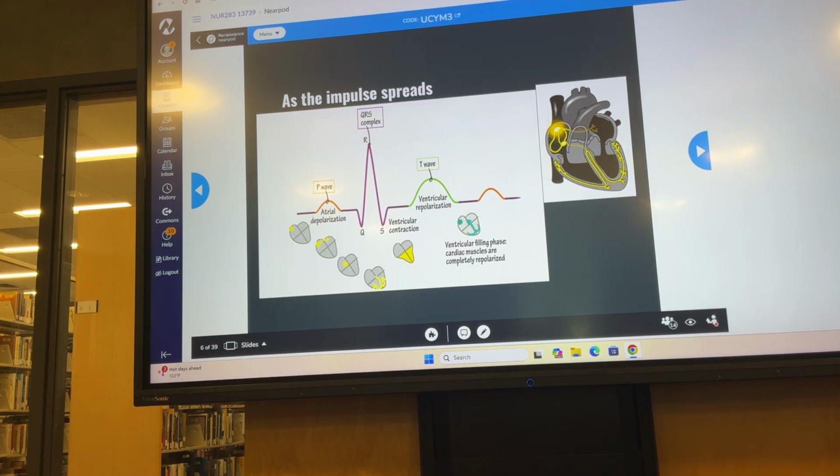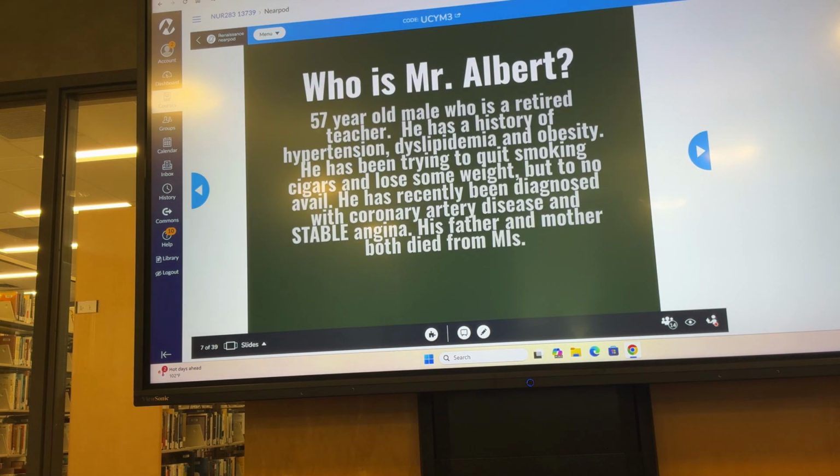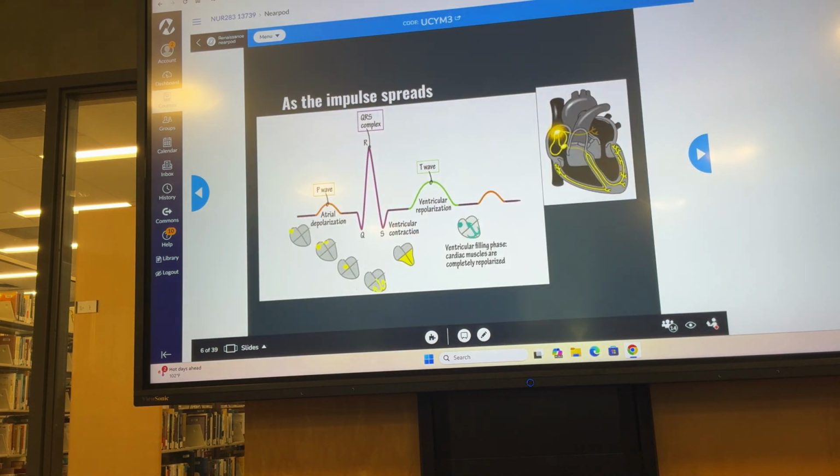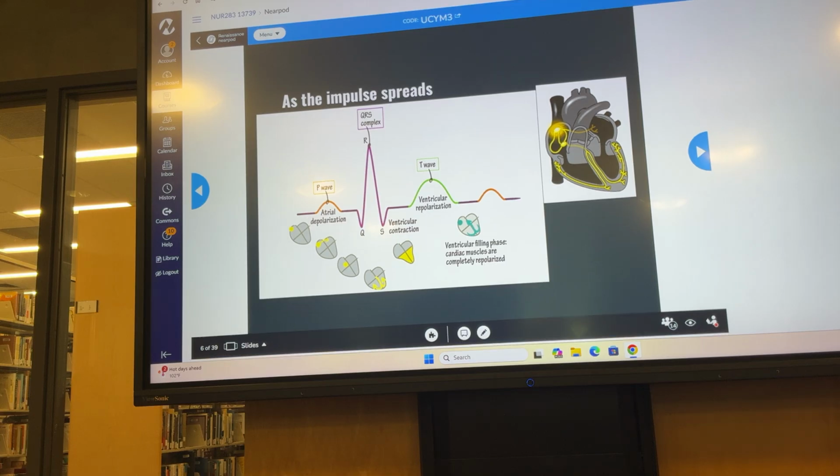Okay, and then this is how the impulse spreads throughout, okay? So again, if something's wrong, it's going to affect the conduction, right? It's going to affect the electrical conduction.